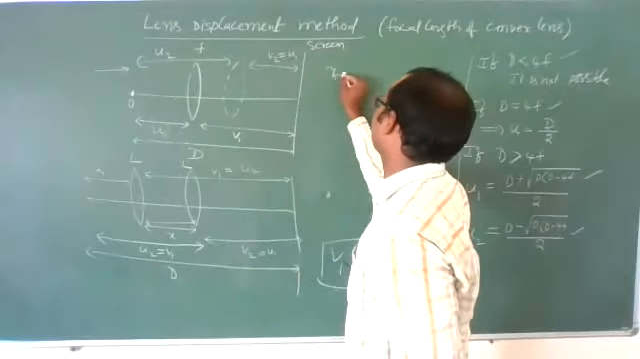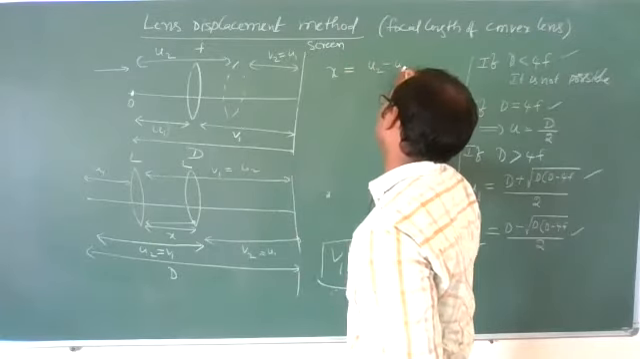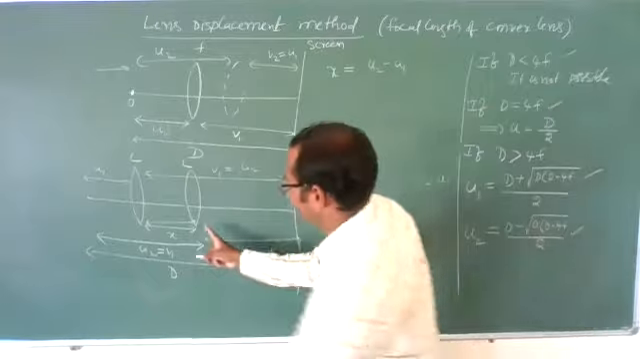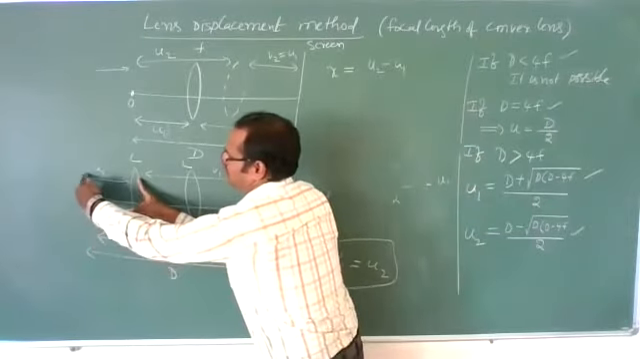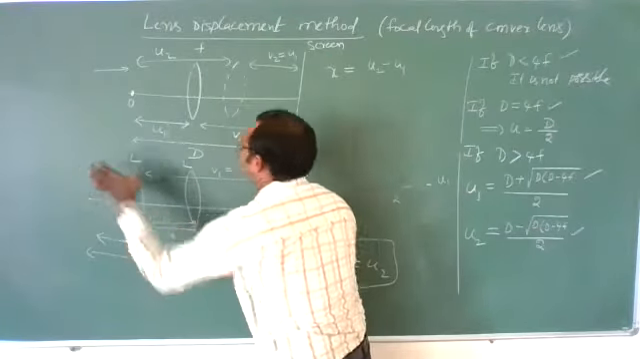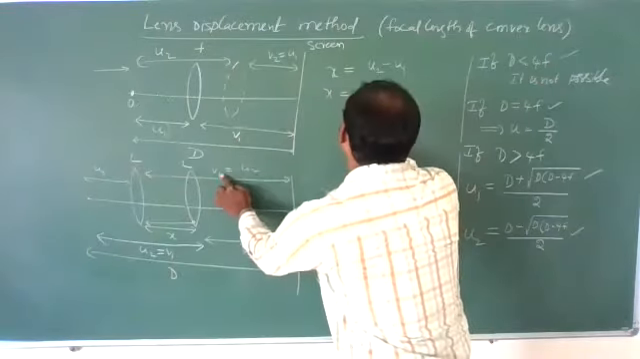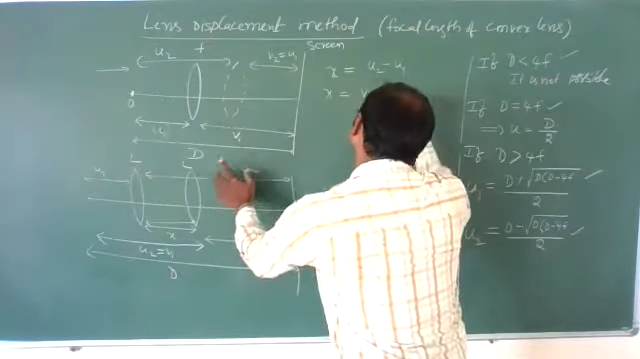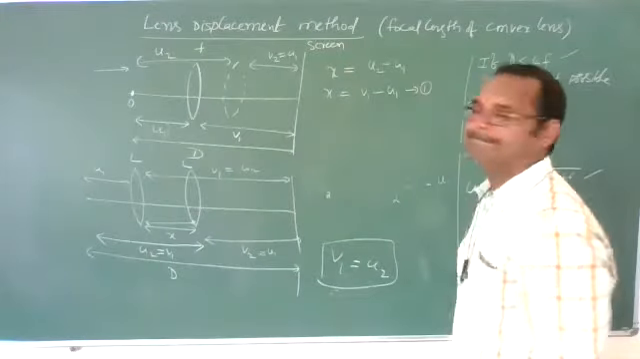Distance x, I can get it as u2 minus u1. Correct? Yes. This is u2, the second position of the object. This is u1, the first position of the object. This is the displacement of the length, u2 minus u1. But what is u2? u2 is nothing but v1, so x is v1 minus u1. This you are getting. Let us take this as equation number 1.